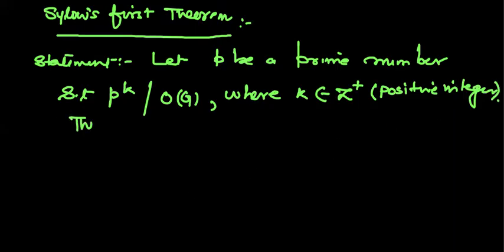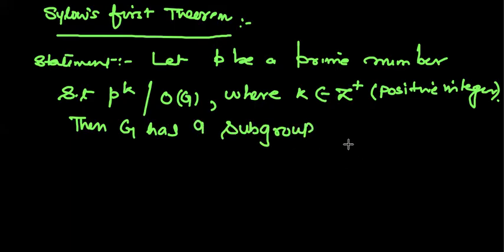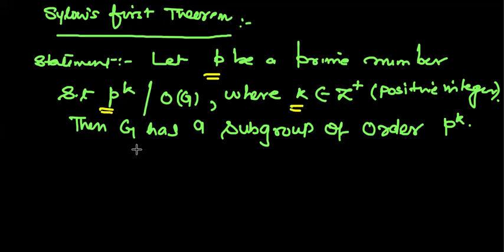Then G has a subgroup of order p^k. To restate: p is a prime and p raised to power k divides the order of G, where k is a positive integer. Then G has a subgroup of order p raised to power k.